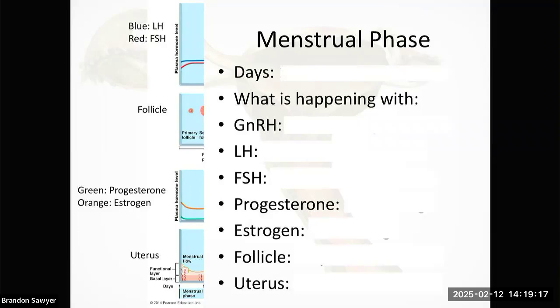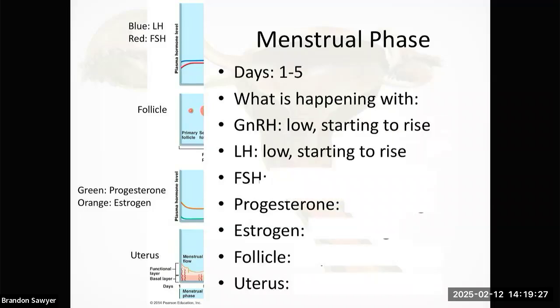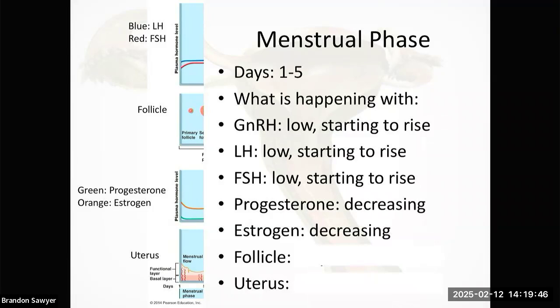All right, so let's walk through this together here. The menstrual phase, we're talking days 1 through 5, right? These 3 hormones are always going to go together. GnRH, LH, FSH, they're all low, but they're starting to rise, okay? They were being inhibited by progesterone. Now we're not getting as much of that. Progesterone levels are decreasing. That's what leads to the death of the endometrium and what leads to menstruation, okay? Estrogen levels are also decreasing.